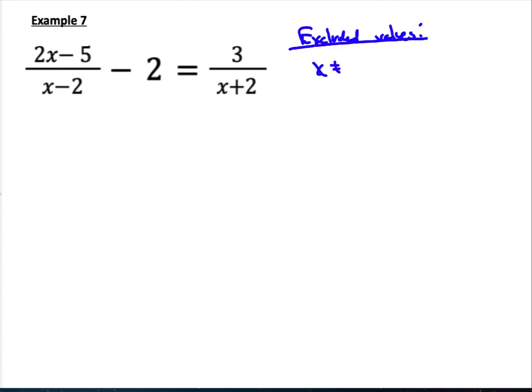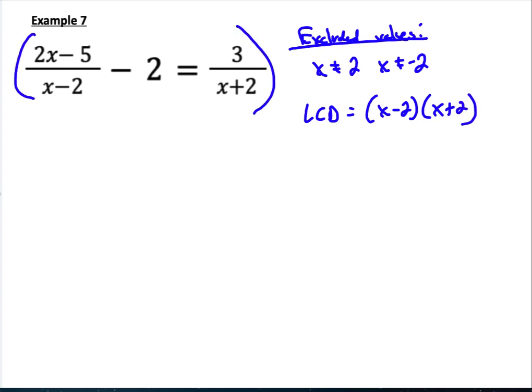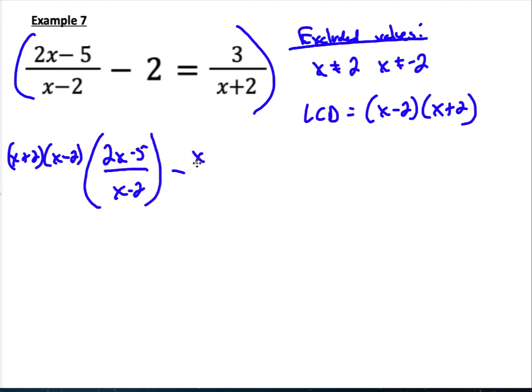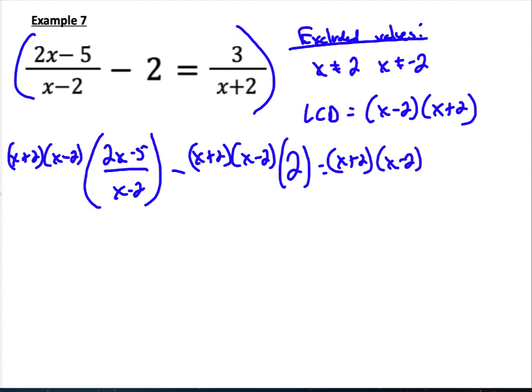That's going to be x is not equal to 2, and x is not equal to negative 2. My least common denominator is going to be both of my pieces, x minus 2 and x plus 2. So I'm going to multiply that times my entire problem. So x plus 2 and x minus 2 times 2x minus 5 over x minus 2. And then x plus 2 and x minus 2 times 2. And then x plus 2 times x minus 2 times 3 over x plus 2.